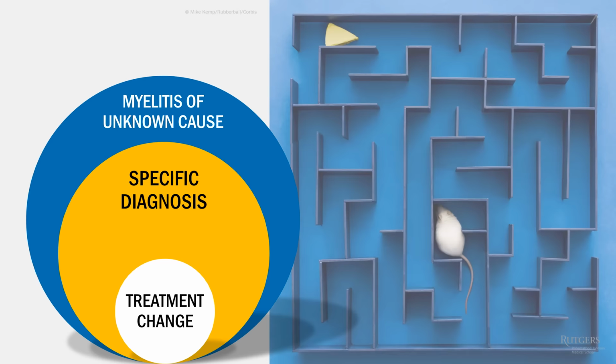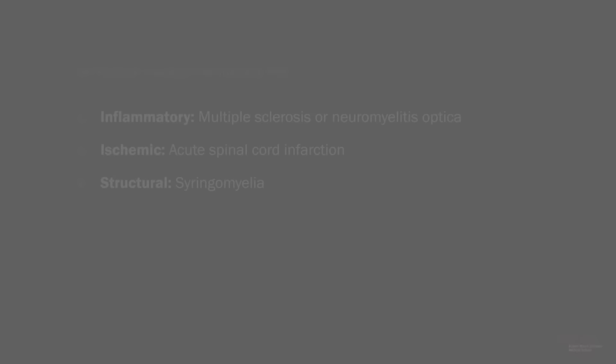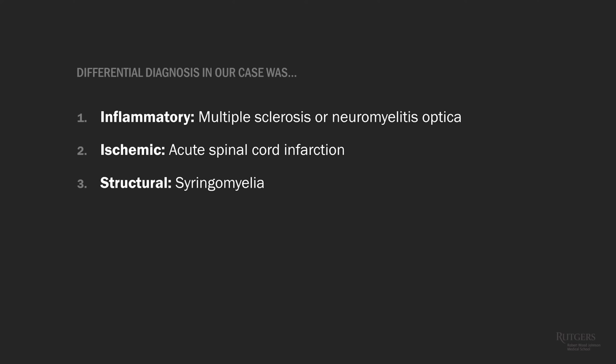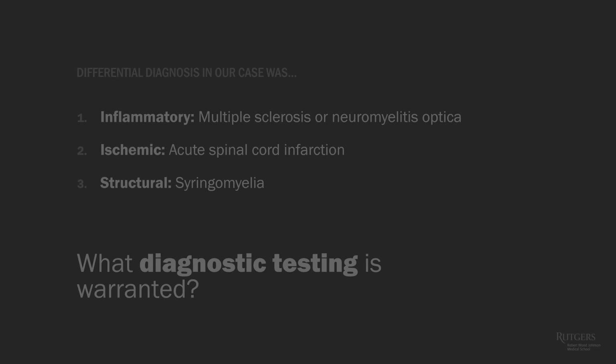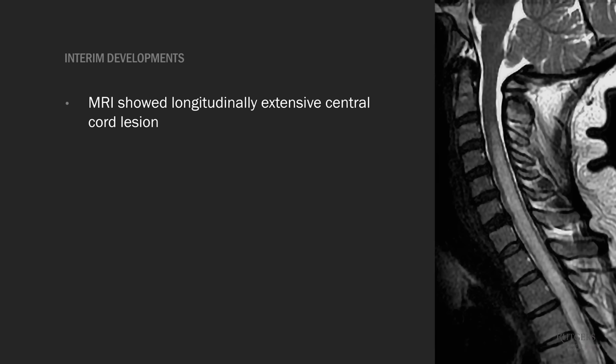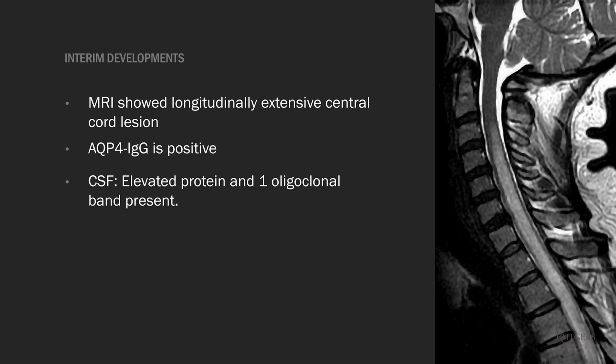Remember the differential for our patient? Multiple sclerosis, neuromyelitis optica, acute spinal cord infarction, and syringomyelia. What diagnostic testing would you like to do? So MRI showed a longitudinally extensive central cord lesion. Aquaporin 4 IgG antibody is positive, and there's elevated CSF protein with one oligoclonal band. So the final diagnosis in this case is likely neuromyelitis optica. You surprised? Now the patient asks you about treatment options, and that brings us to the last section of the talk, review of treatments.